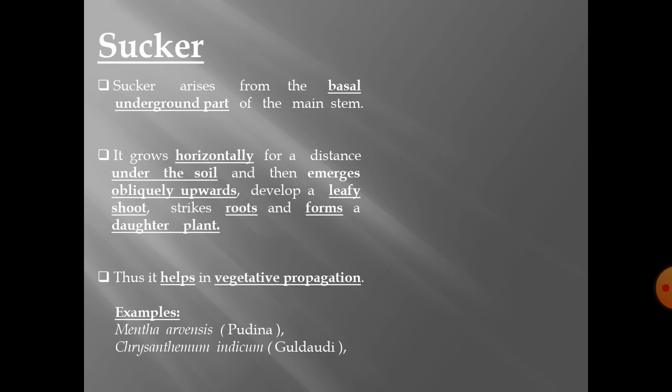Next point. It grows horizontally for a distance under the soil and then emerges obliquely upwards, develops a leafy shoot, strikes roots, and forms a daughter plant. Meaning, ultimately, the suckers form daughter plants, but having attained a distance under the soil surface. This helps in vegetative propagation, as the last point says.